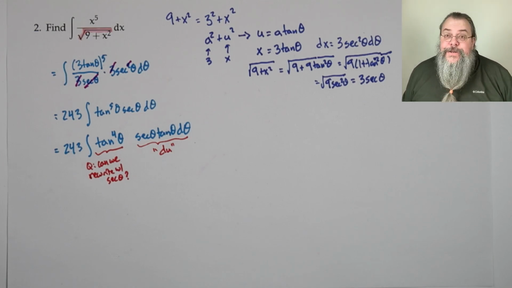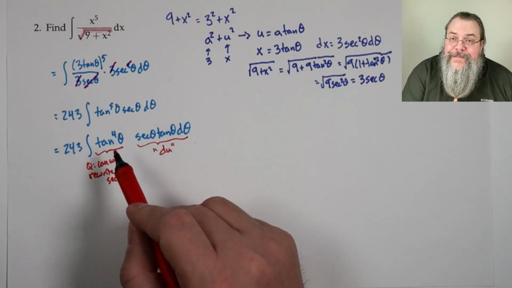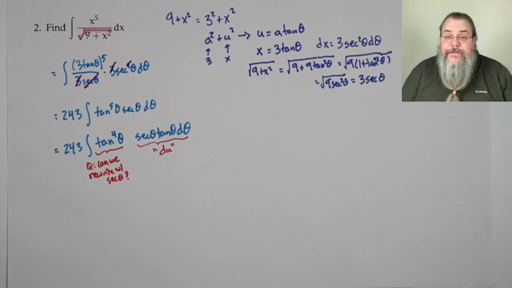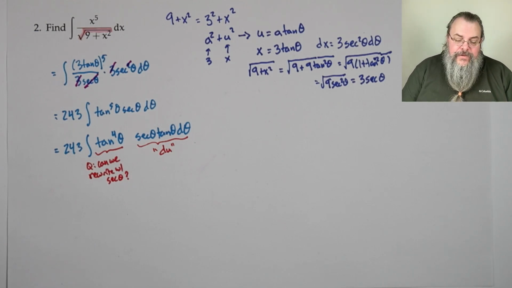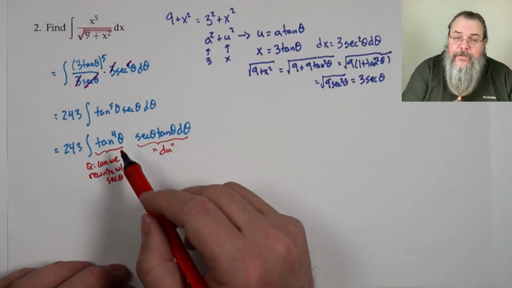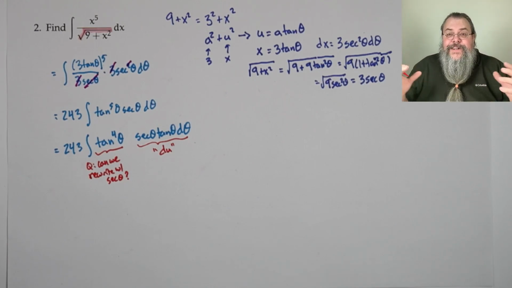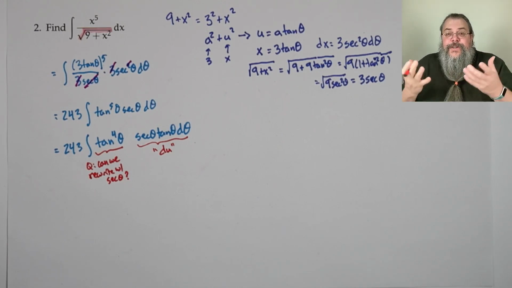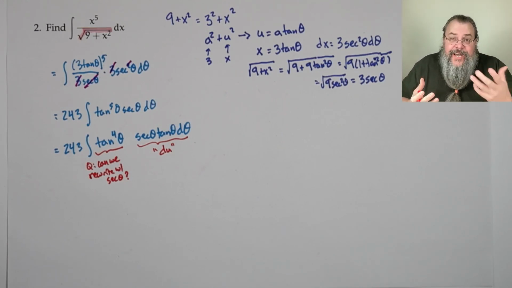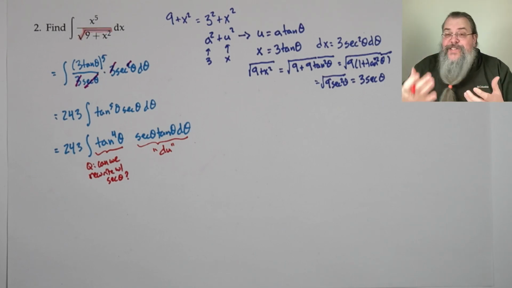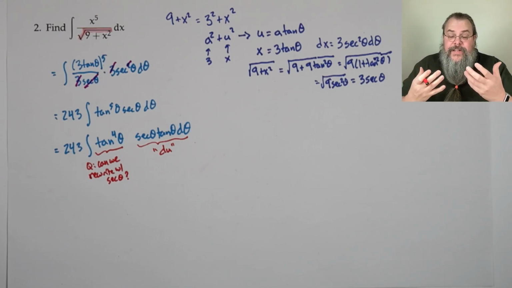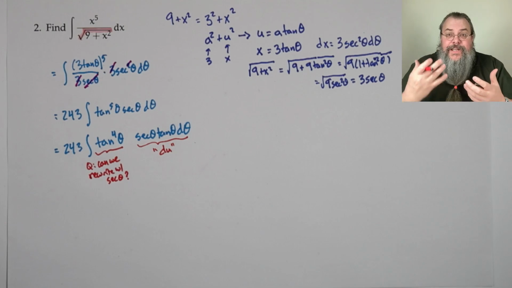Well, good news. Do you notice the power we have? It's the fourth. What's true about 4? It's even. So really, when we see this tangent to the fourth, we're going to think of it as tangent squared squared. Now, why does that help us? Well, there's this basic principle that says a tangent squared is basically a secant squared, because there's this identity, tangent squared plus 1 equals secant squared.